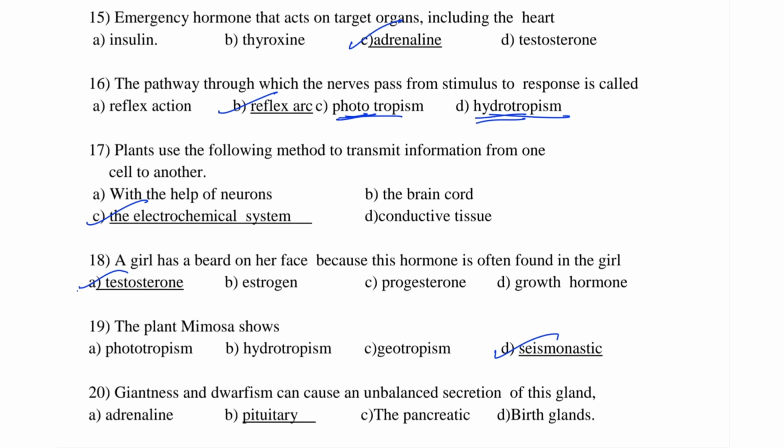Question number 20. Gigantism and dwarfism can be caused by the unbalanced secretion of this gland. Option A, adrenaline. Option B, pituitary. Option C, pancreatic. Option D, birth glands. The right answer here is the pituitary gland.